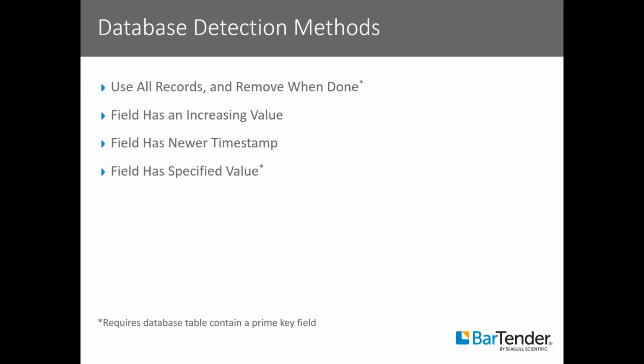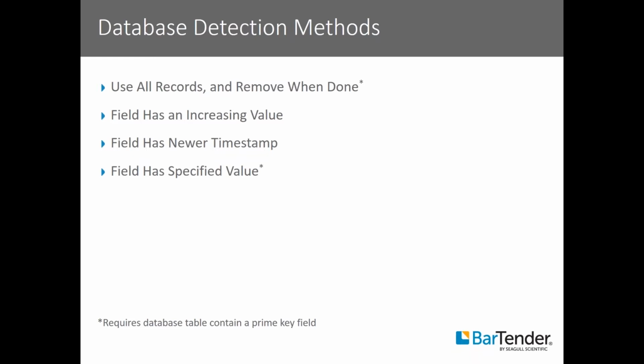is triggered. The third being that the field has a newer timestamp. This method requires a field containing a timestamp. Every time a newer timestamp is inserted into that database table, the integration is triggered. Lastly, we have the field has a specified value. For this one, we monitor a field for a specific value. Once that value is detected, the integration is triggered.